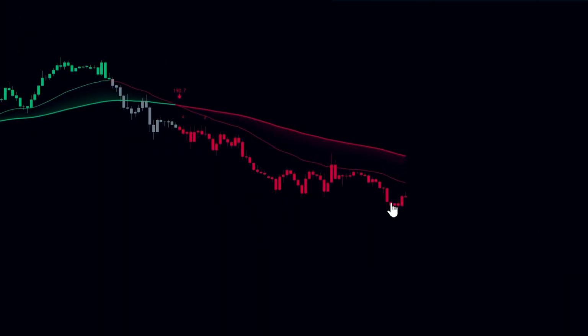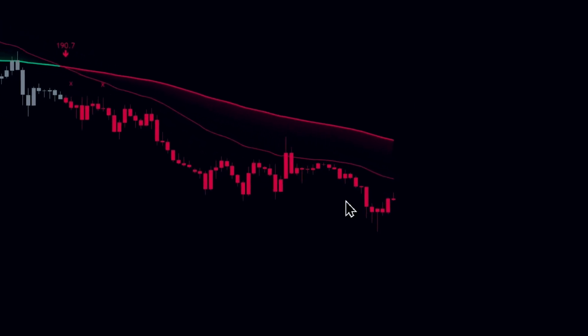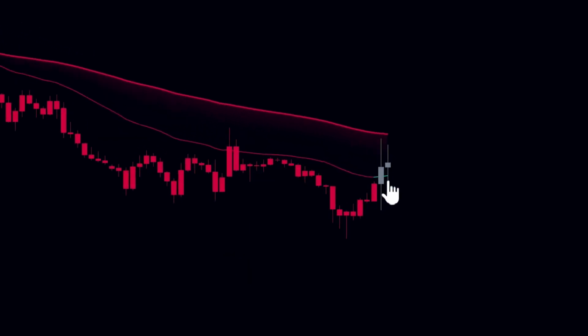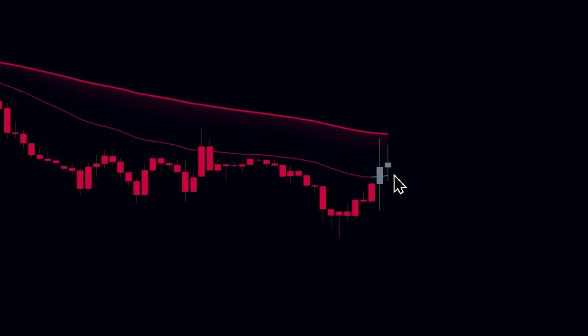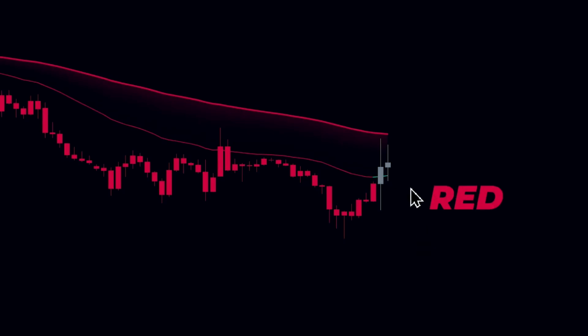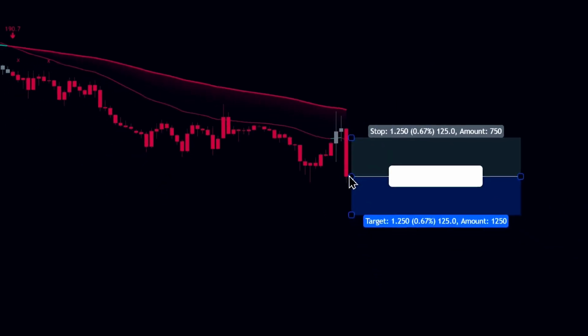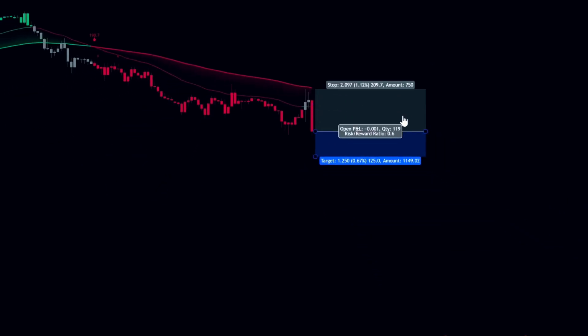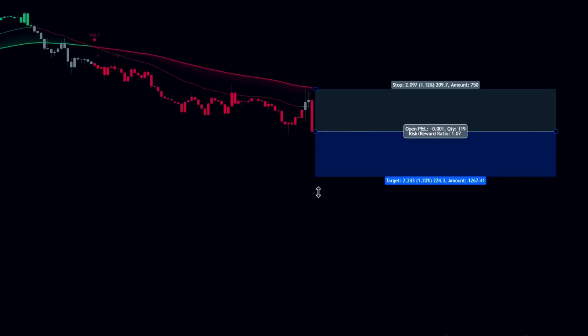For a short position, it's the reverse. Look for a bearish trend with red trend levels, identify a pullback with gray candles, and wait for them to turn red to confirm your entry. Place your stop loss above the recent swing high and target 1.5 times the risk.